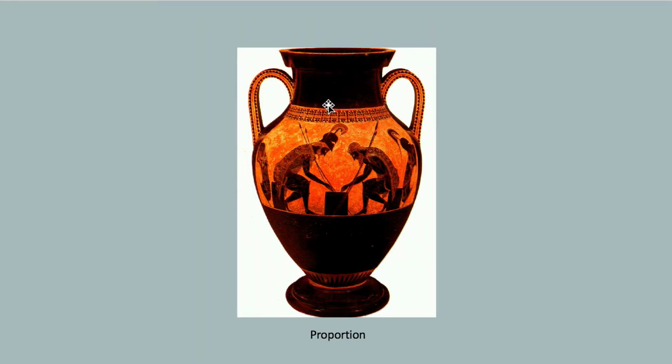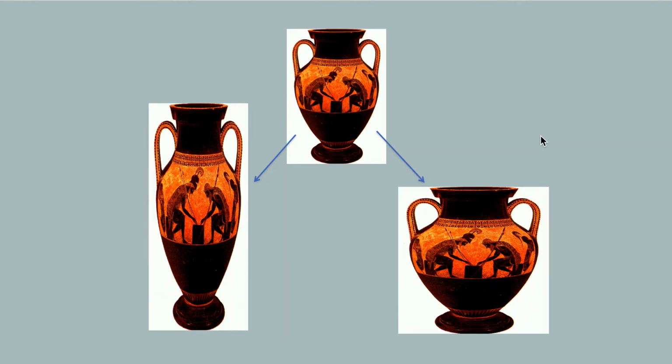Okay, so it's an issue of proportion. So let's say you're having to draw this Greek vase. If you're a beginning student, chances are you're going to make one of these 2 mistakes. It's either going to be narrow and long, or it's going to be wide and short.